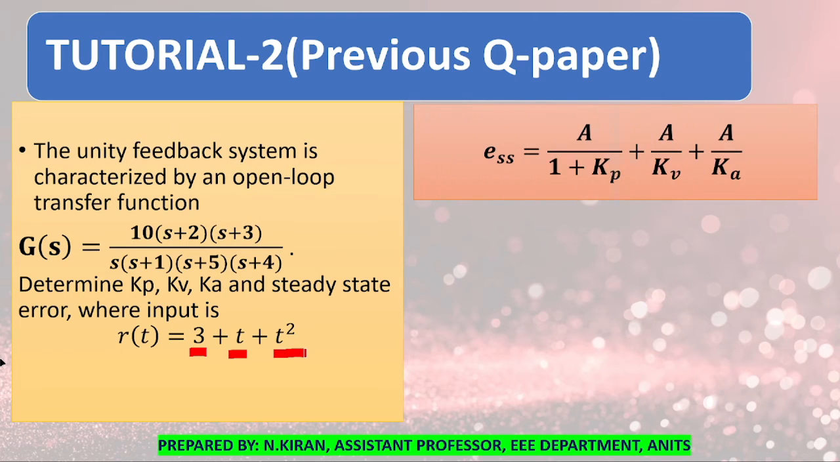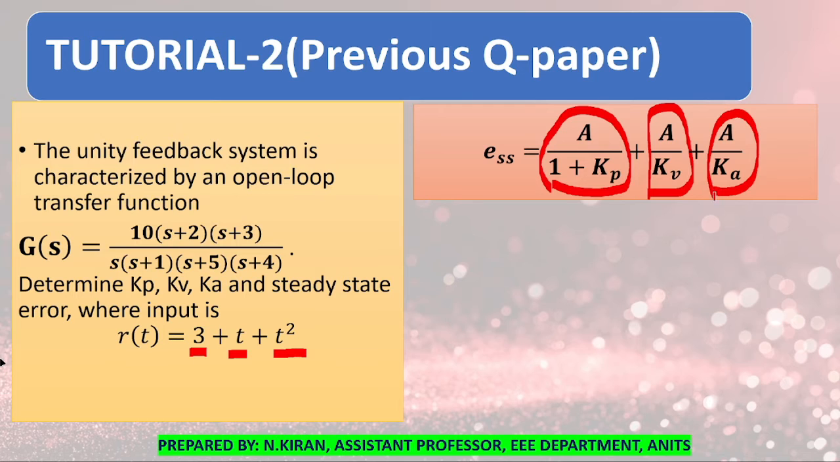So we know the expressions also. We have derived the expressions of steady state error in our previous lecture. If it is step input, steady state error is A by 1 plus Kp. If it is ramp input, it is A by Kv. And if it is parabolic input, the steady state expression is A by Ka.